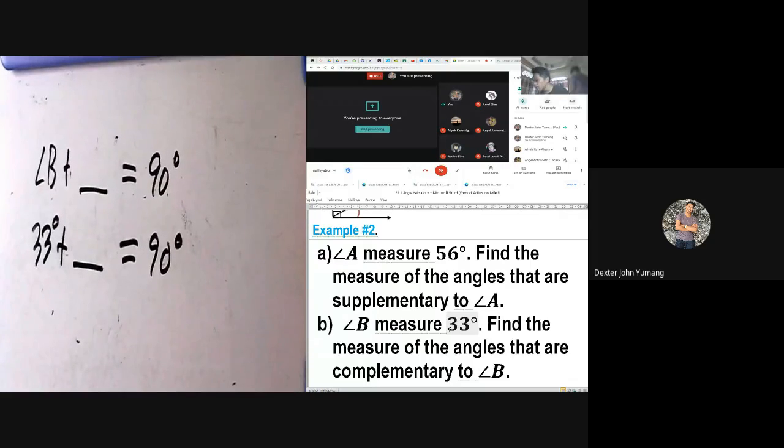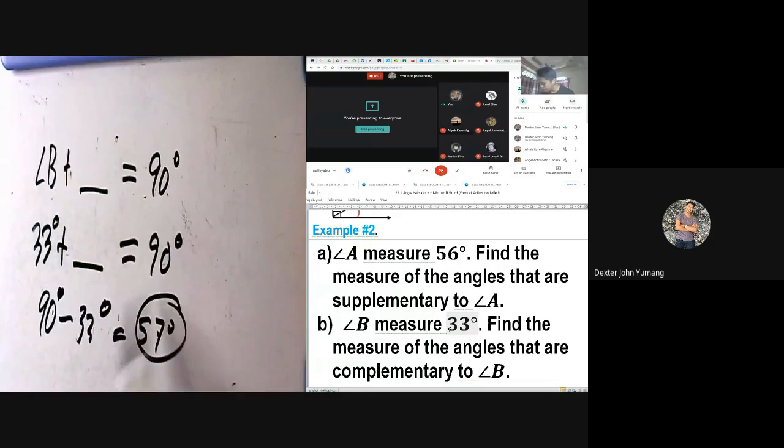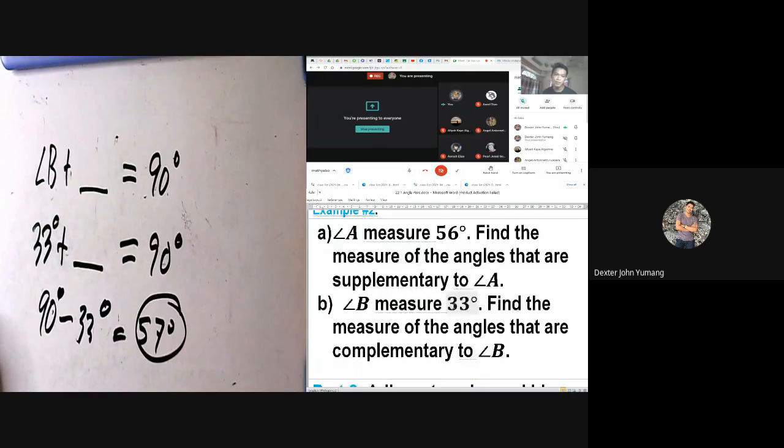So Carl, 57, Matthew, 57, Astral, 57, Pearl, 57. So let's reveal the answer. In this case, we are going to subtract 90 degrees into 33 degrees. And the answer is 57. So therefore, our answer here is 57. Very good, everyone. Okay, let's proceed now to part 2.